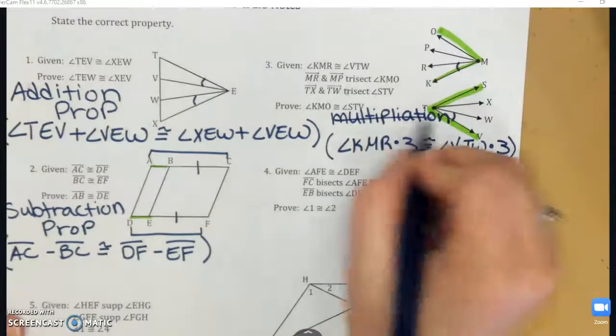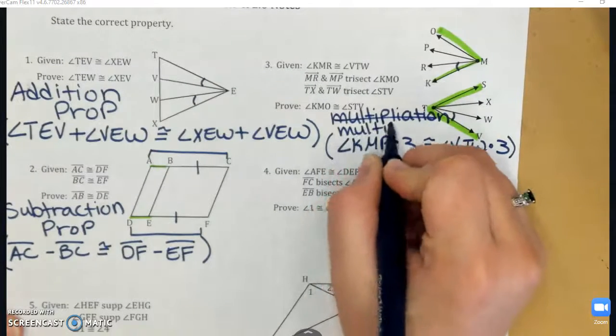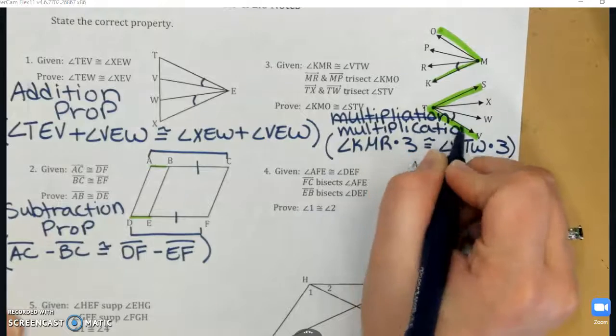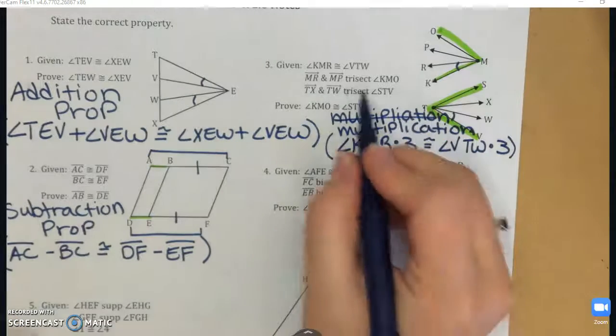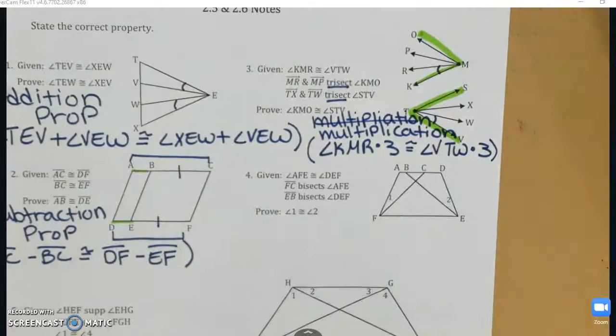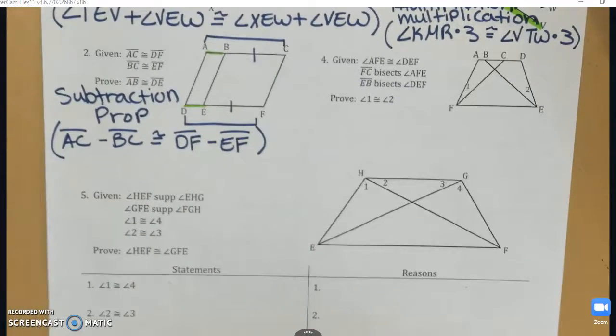And I spelled multiplication wrong. Multiplication. There's another C in there. There we go, multiplication. And my indication for that would be I was getting bigger, and I had these key words trisect in there. So let's look at number 4.